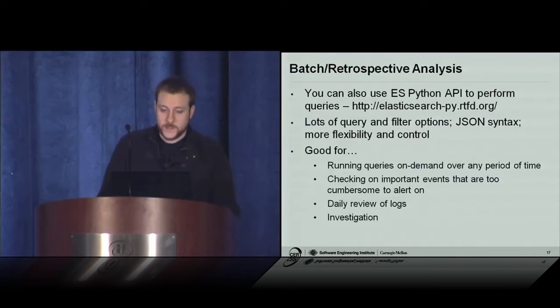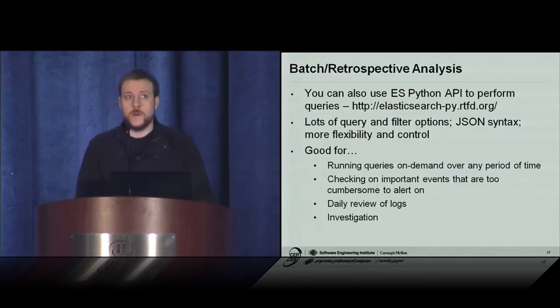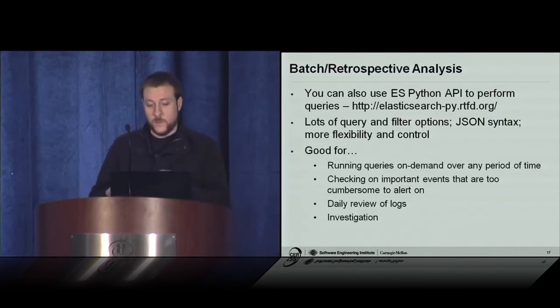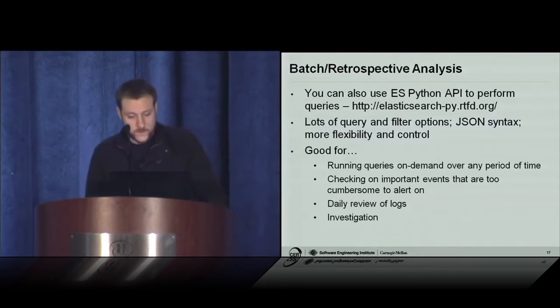So for the batch analysis, I typically like to use the Python API for Elasticsearch. There's a lot of query and filter options, and it's really flexible. You can do Boolean queries, with should, must, and must not, and then you can nest as many as you want in those, which makes it really flexible.